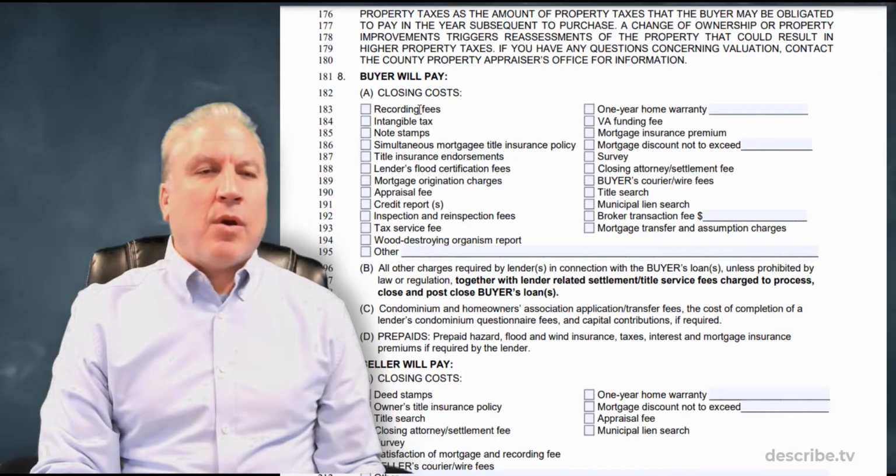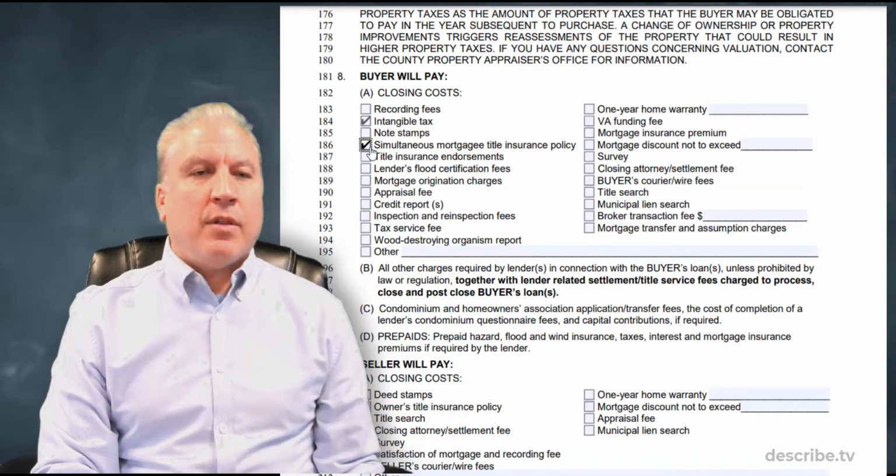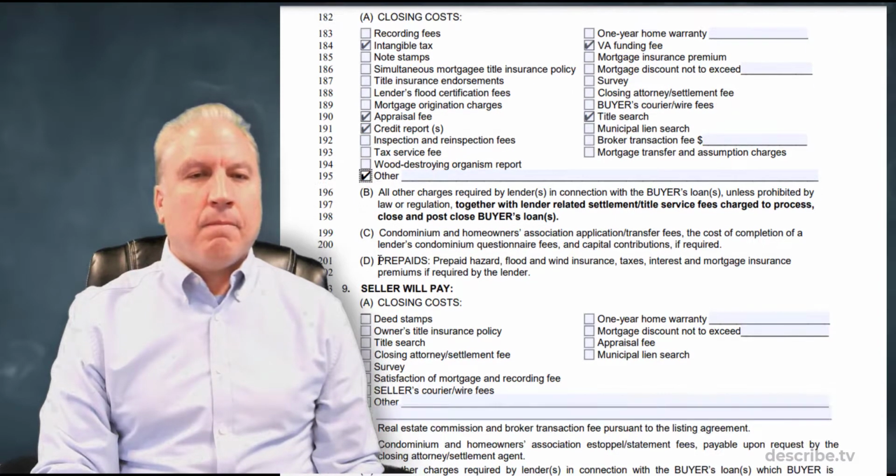Here's an important part. Closing cost. Buyer will pay, and you check off whatever boxes the buyer's going to pay for. And all these different things are closing costs. Credit report, appraisal fee, title search. What are you paying for? Other, you can add that.